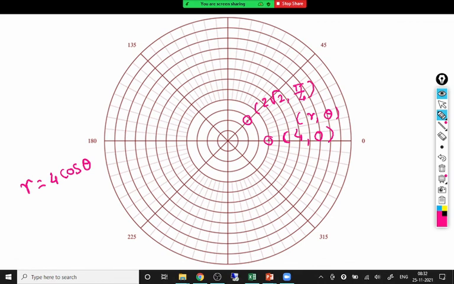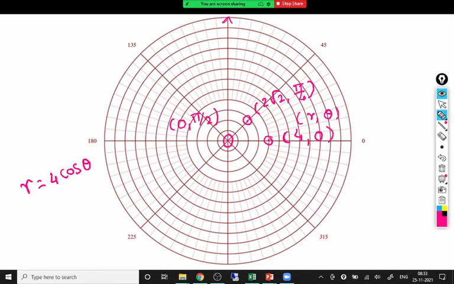Then pi by 2. If you replace theta as pi by 2 on this line, you get r equal to 0. Very good. So the coordinates of this point are 0 comma pi by 2. Is it a 0? Yes, correct.